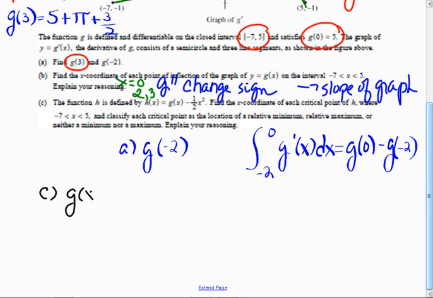G of x. Now, I can't say that you're going to do all this. One problem is not going to be just this one topic. It's all blended with all sorts of topics. So that's the problem with this. We've already seen the fundamental theorem in here. I want h of x.